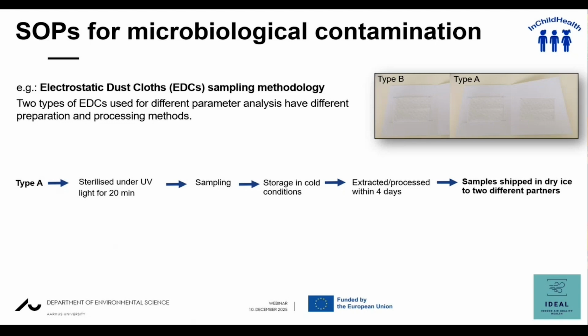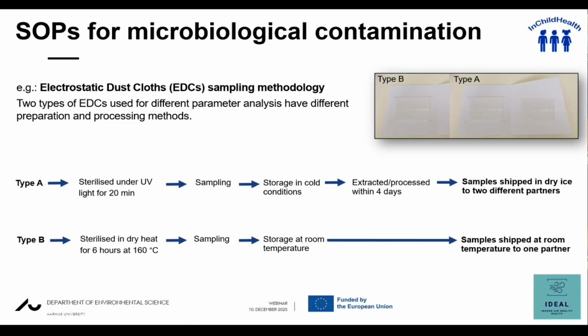And we have 2 types of EDCs. We have type A, and you can see them both in the picture, and we have the type B. So although they look the same, they are different. They undergo different pretreatment before the analysis. The type A is sterilized under UV light for 20 minutes, and the type B is under dry heat for 6 hours at 160 degrees. And this is because they are then later used for the assessment of different parameters.